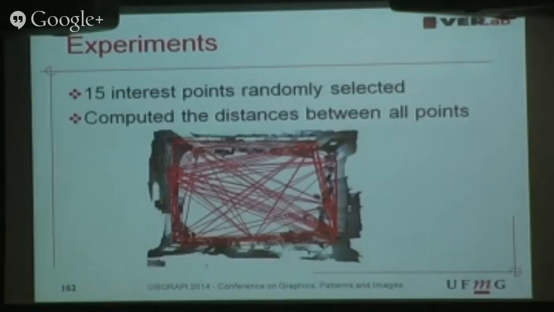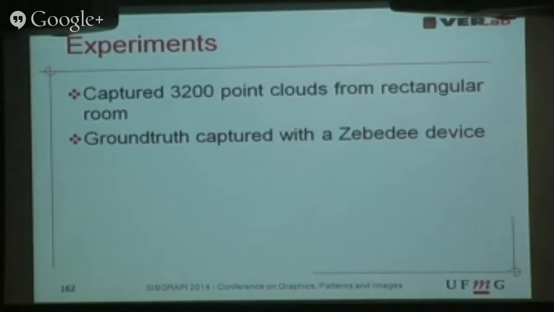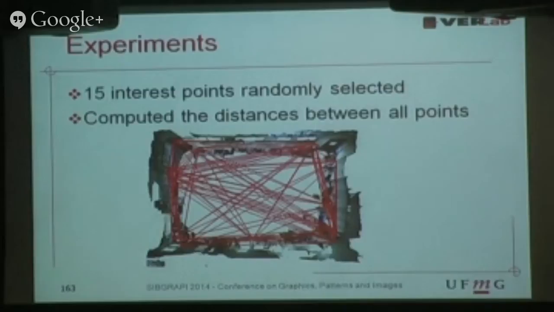Okay, it's next. We're fortunate to have some friends from CSIRO in Australia. They brought the ZBD, and they actually scanned our lab. So we use the ZBD as our ground truth, so we're able to compare the performance, right? We chose 15 interest points in the lab randomly, and we computed this between all these points.